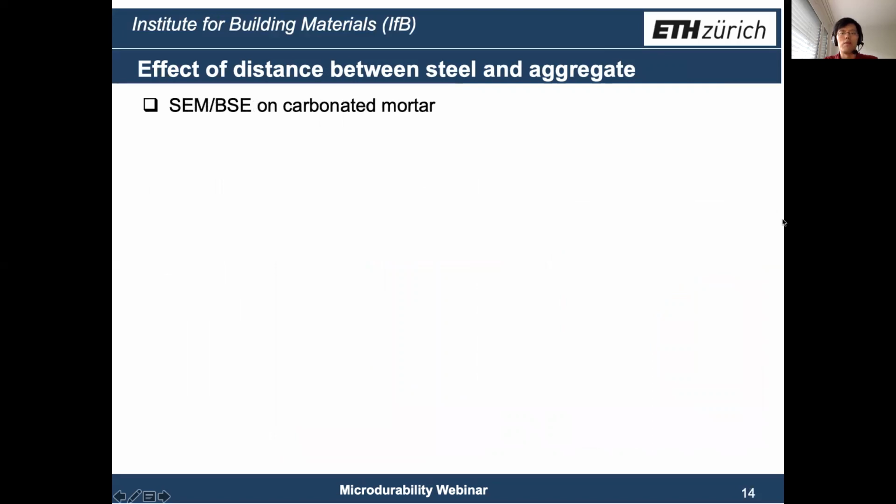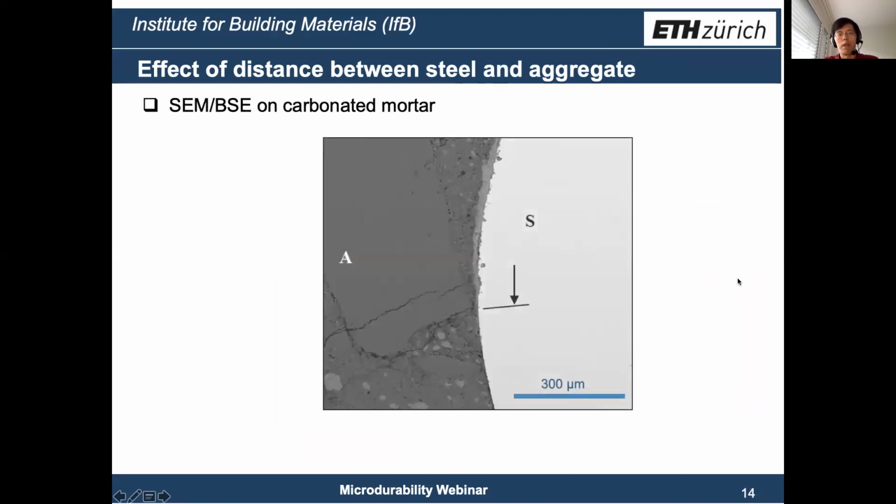In our experiment, we observed a similar phenomenon. This picture shows corrosion product in carbonated mortar. So we have aggregate, we have steel, and this is the boundary. From this line up, we can see the layer of corrosion product. From this line down, we don't see the corrosion product. So if there's not enough oxygen at the steel surface, these parts tend to be the anode in the corrosion reaction. So that's why we see more corrosion product.